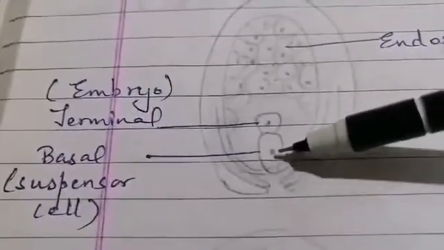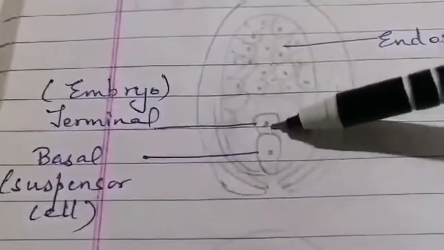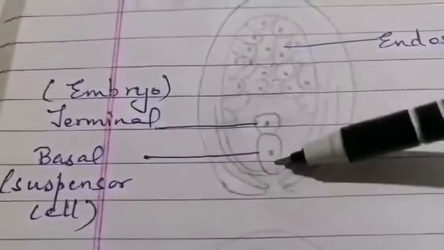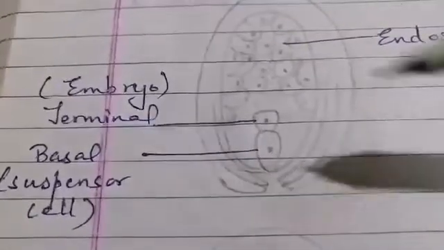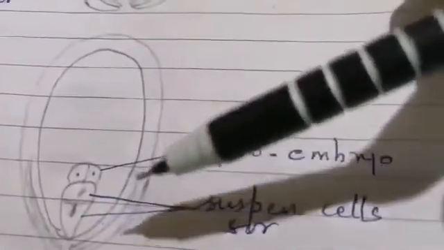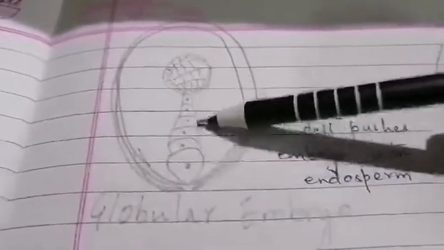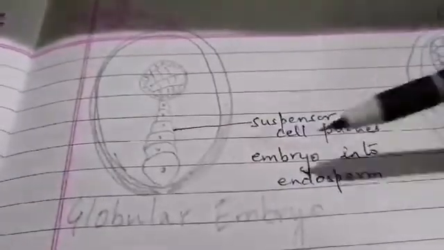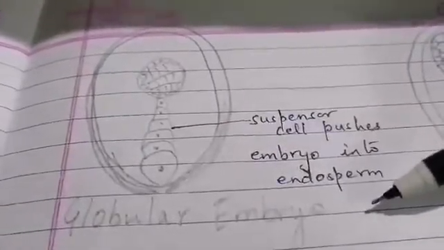And here we can also see now your what happened. Your zygote has divided into two cells. Terminal cell, which will give rise to the embryo, and a suspensor cell. Now, what will happen? First, this suspensor cell will divide. Okay, and an embryo cell will also start to divide. But the suspensor cell, what will happen? See, now it has grown quite a lot, and it will push your embryo into the endosperm.